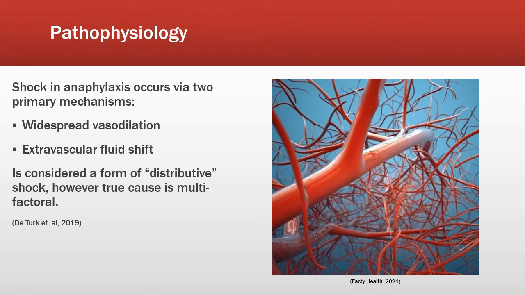It's considered a form of distributive shock, but the true cause is multifaceted, right? When you're talking about a fluid shift into an interstitial space, that's more like a relative hypovolemia. So realistically, it's a mixed shock. And then when you add other factors that could come into play at causing hypotension in anaphylaxis, it can be a mixed bag. So for the purpose of what we're doing here, we're going to look primarily at the vasodilation and the fluid shift factors.